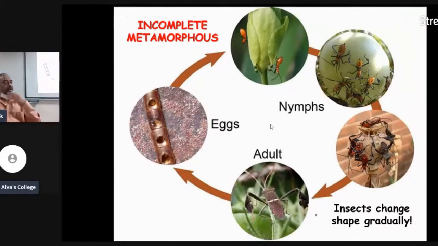You must have seen bedbugs. You must have seen bugs, as I showed you. The nymph, as we call it, is an immature stage. It doesn't have the wings.